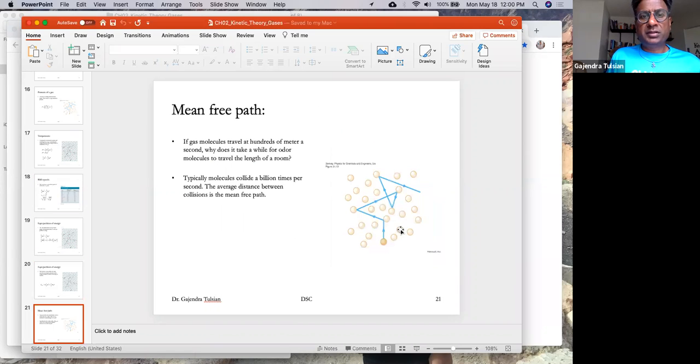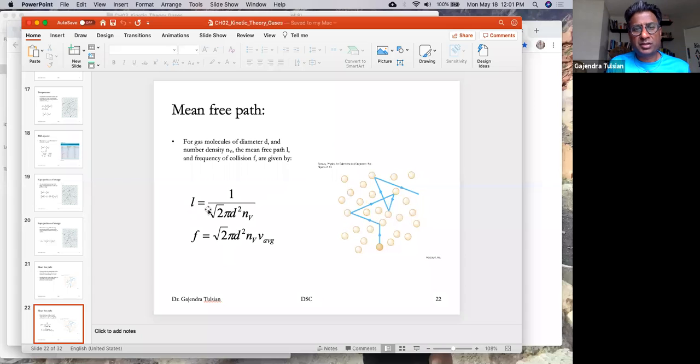So now the question is, let's say you go to a room and spritz some perfume at one end. It will take a while for the perfume to get to the other end of the room. If each perfume molecule were traveling at roughly 500 meters per second, why does it take so long? You probably have guessed the answer: a molecule just doesn't go there straight. It's colliding billions of times before it gets there. And so the mean free path is the average distance the molecule travels between collisions.